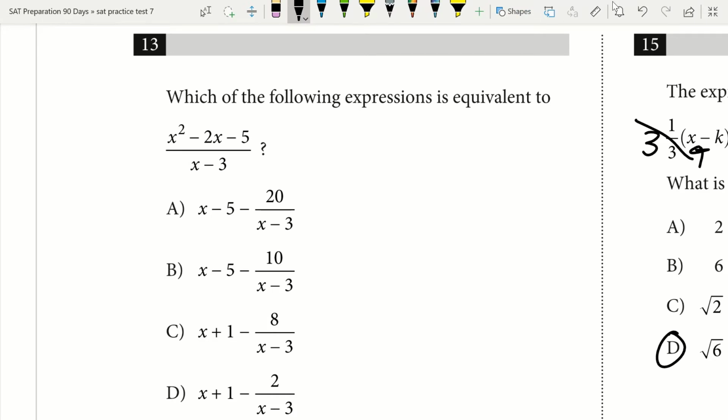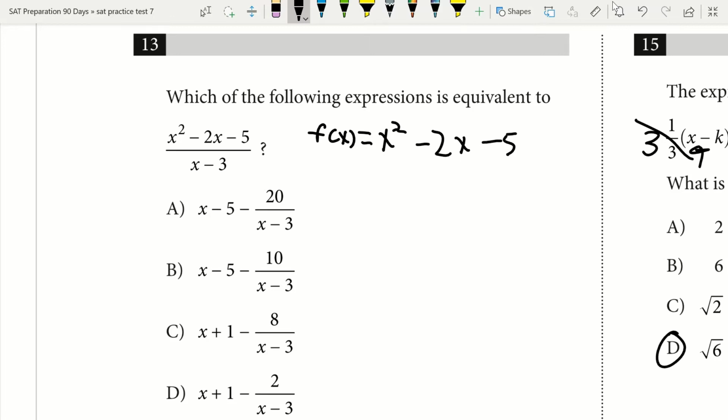So here's an SAT math trick you can use to solve this problem. It says, which of the following expressions is equivalent to x squared minus 2x minus 5 over x minus 3? Well, let's call our numerator f of x. So f of x equals x squared minus 2x minus 5.